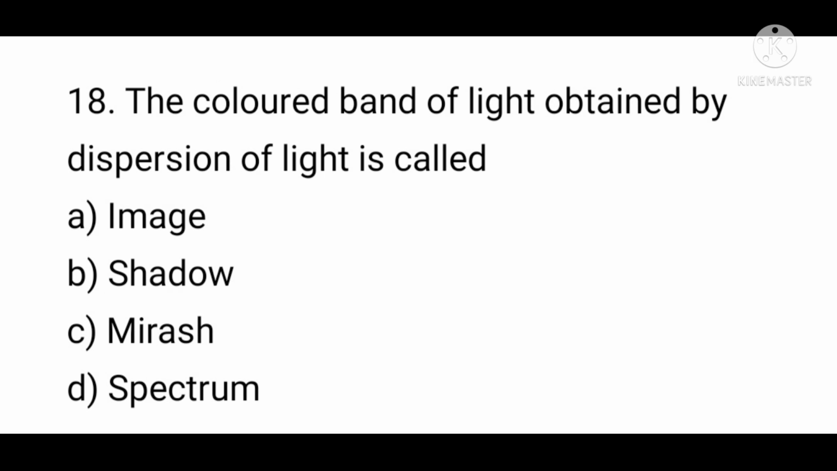Question number 18. The colored band of light obtained by dispersion of light is called option A, image, B, shadow, C, mirage, D, spectrum. Answer is option D, spectrum.